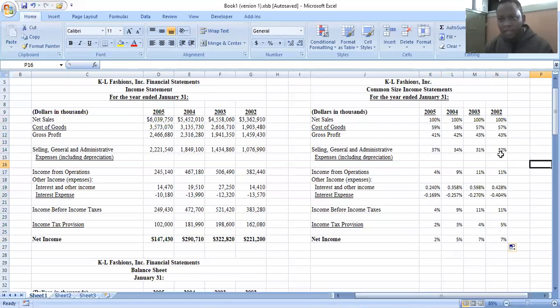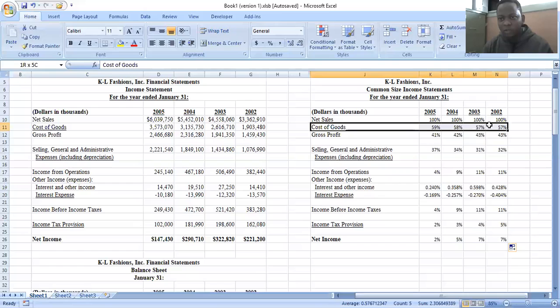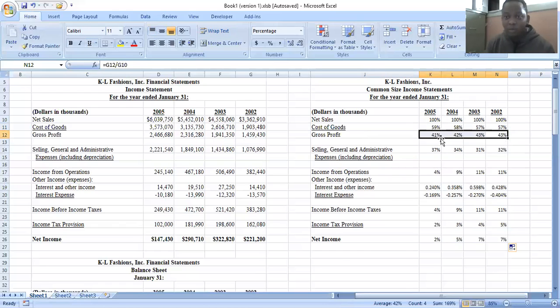So these will help us give a trend. Now we can easily see how the cost of goods, for instance, has been performing over the years. From the year 2002, we can easily see that there is an increase in the cost of sales. The inefficiencies are somehow increasing over time, so the business ought to work on minimizing the cost of sales, which is affecting the gross profit ratio. Over the years, you see the gross profit has declined because of the inefficiency that we can see from the cost of sales.